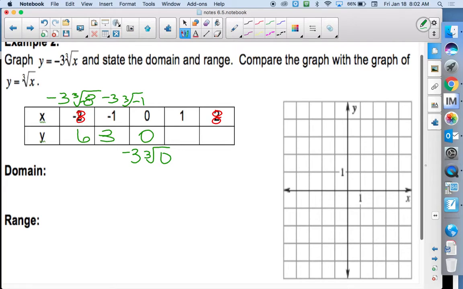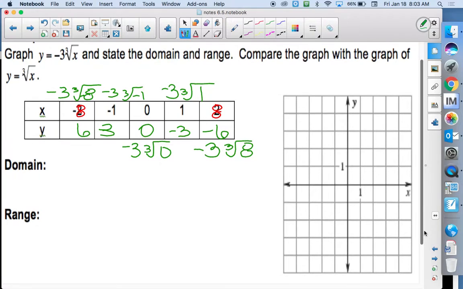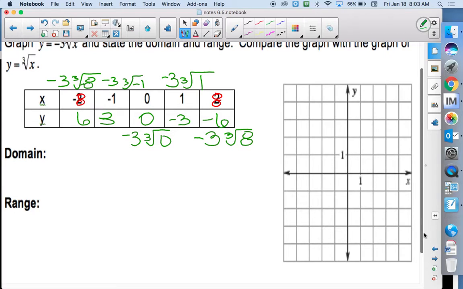The next one is -3 times the cube root of 1. So the cube root of 1 is 1 times -3 makes -3. And then the last one, -3 times the cube root of 8. The cube root of 8 is 2 times -3 makes -6. So if you want, when you graph it, you can either make yourself a couple extra tick marks to go out to 8, or if you wanted to, you could count by 2s. Totally up to you.